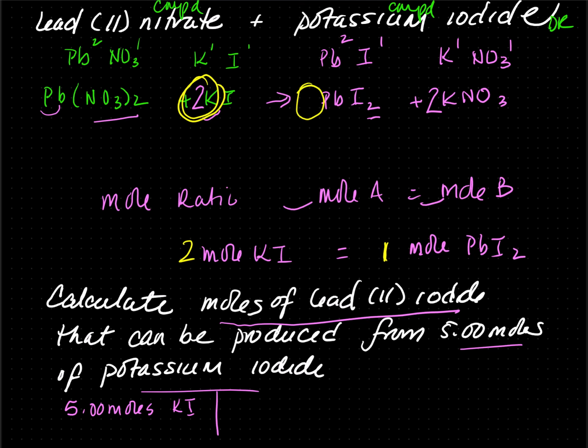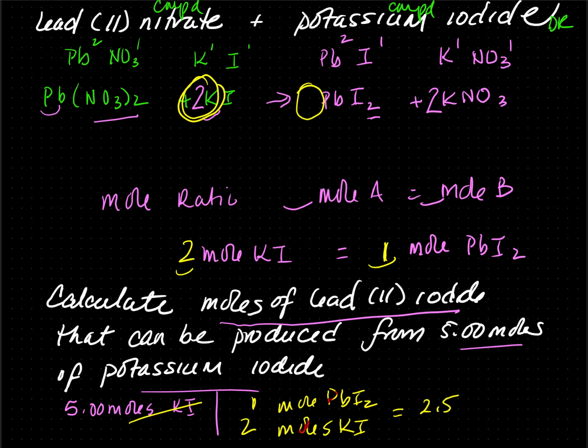So we're going to continue on. Moles of KI to moles of PbI2. The number in front of moles of PbI2 is 1. The number in front of moles of KI is 2. So 5.00 times 1 divided by 2 is 2.5.